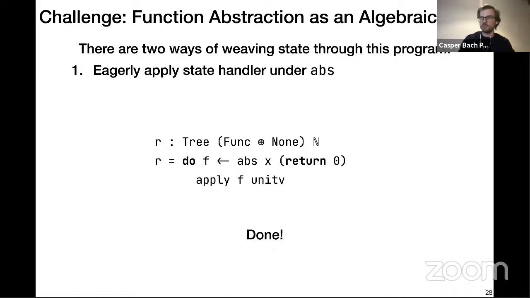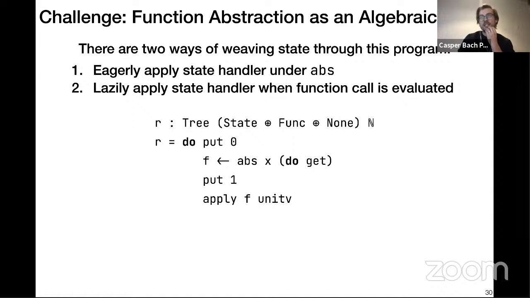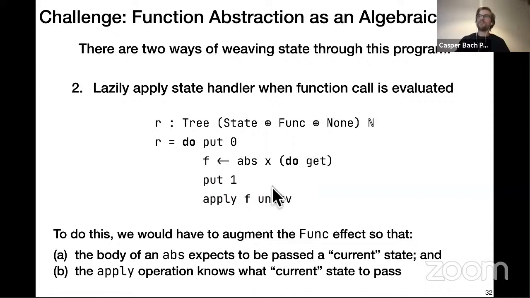If we want to lazily apply the state handler when a function call is evaluated, so essentially if we want to have the usual interpretation of state, assuming that we first apply the state handler and subsequently apply the function, then we have to somehow remember what the state of the world is at the time we call apply. And when we invoke an abstraction, we have to know that the abstraction expects to be passed a store, and we have to pass the store that the apply node has seen when the handle state was applied to that particular node in the tree.